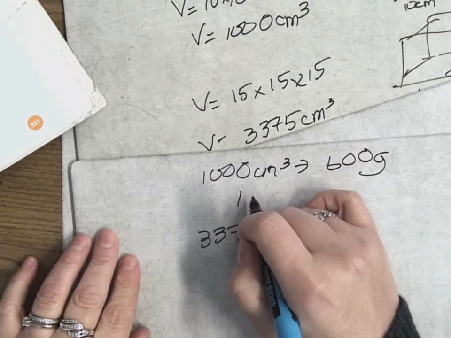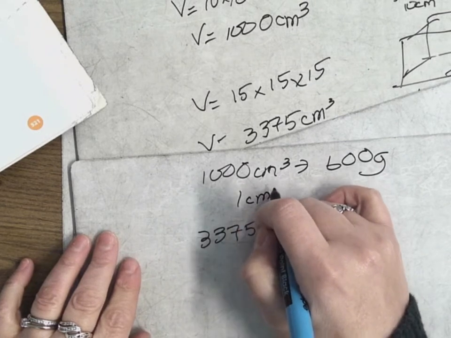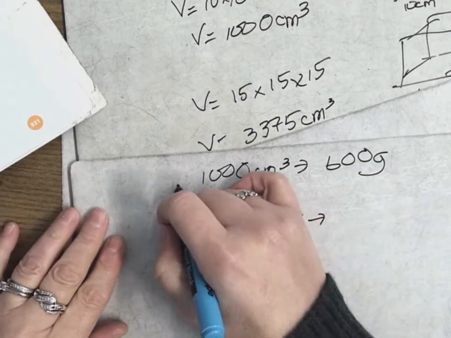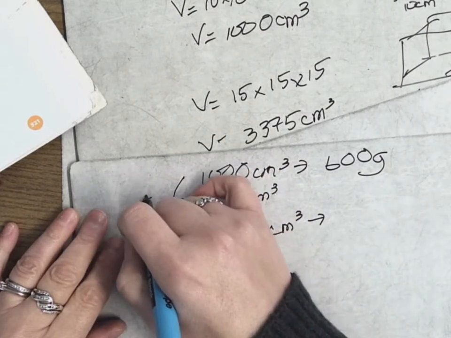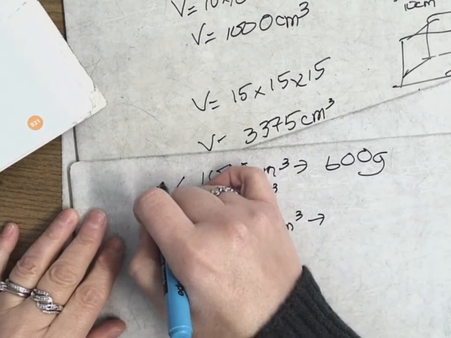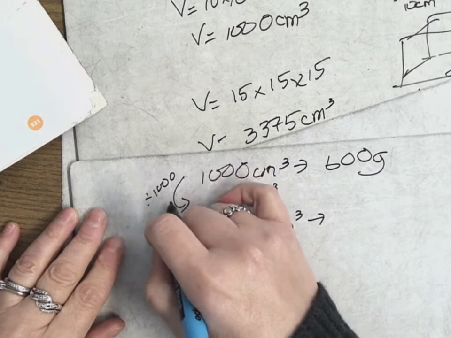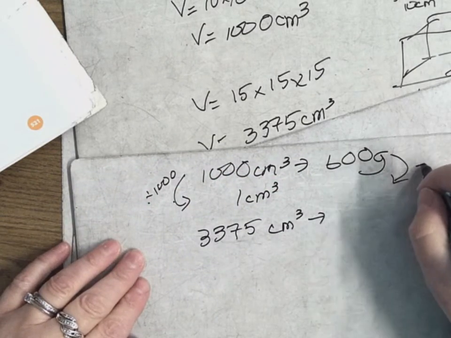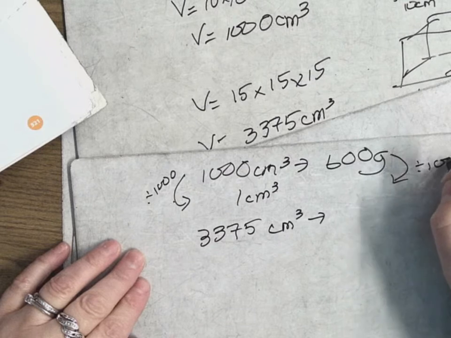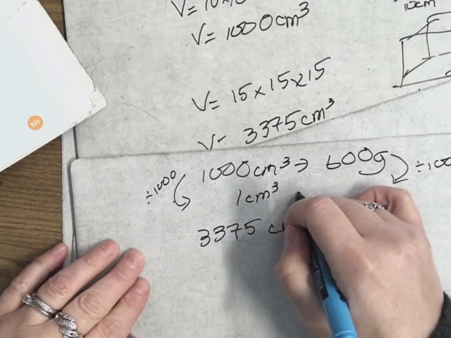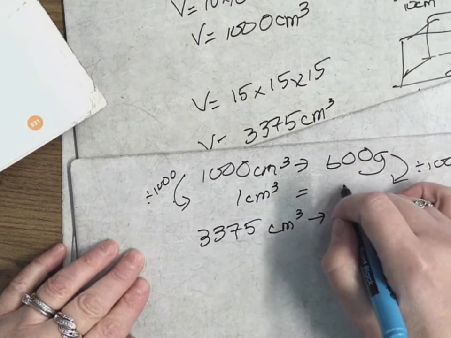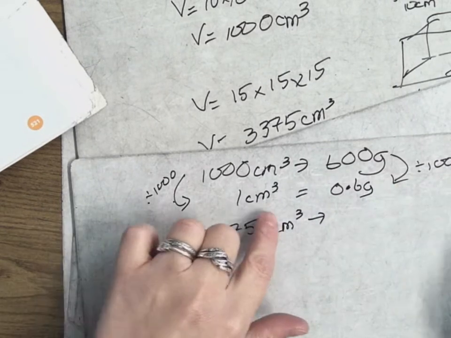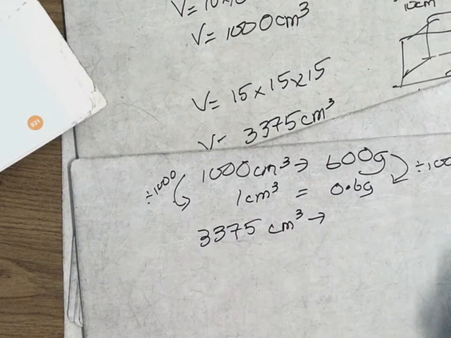Okay, let's find out how much 1 cm cubed contains. So how do you go from 1,000 down to 1? You divide by 1,000. D for down, D for divide. So 1,000 divided by 1,000 will give me 1. So if I do it to that side, I have to do it to this side, so 600 divided by 1,000. Okay? So 600 divided by 1,000 would be 0.6. So 1 cm cubed will contain 0.6 of a gram.